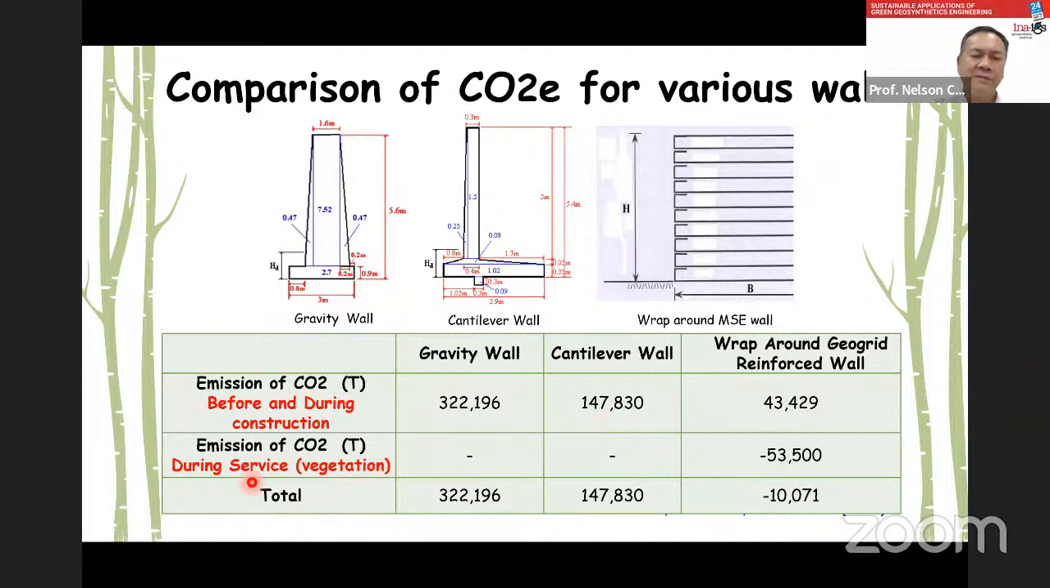Besides, during service, due to the vegetation, the emission of carbon dioxide becomes negative, and only for the wraparound geogrid wall. The other two don't have any effect. So adding this together, you can see the wraparound geogrid wall has much lower CO2 emission compared to the other two. That indicates geosynthetic is really a green structure.